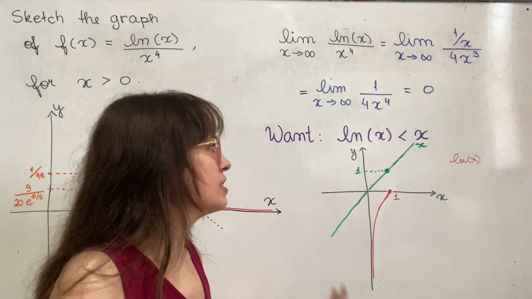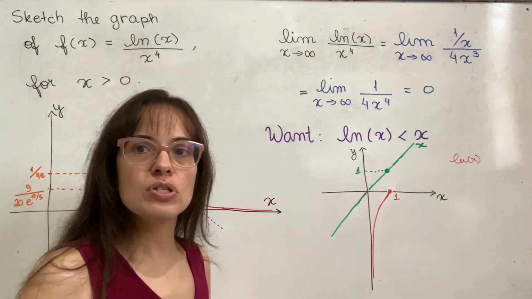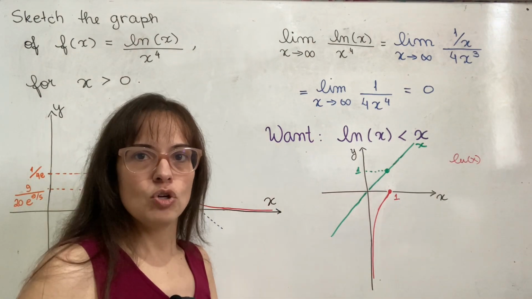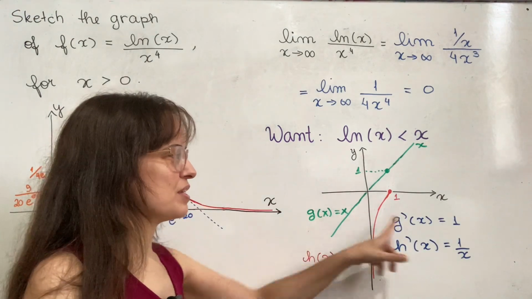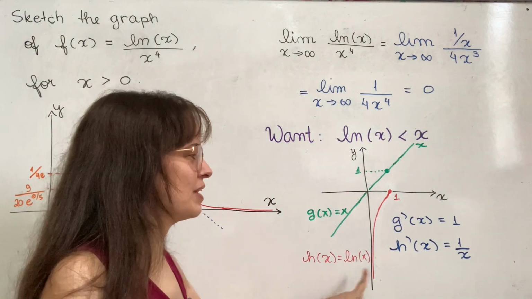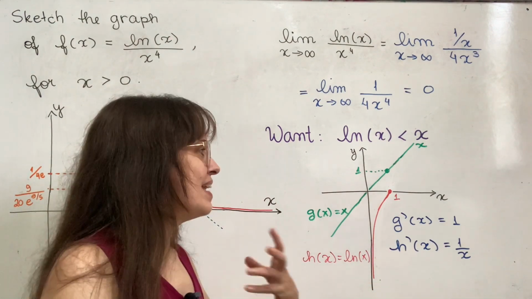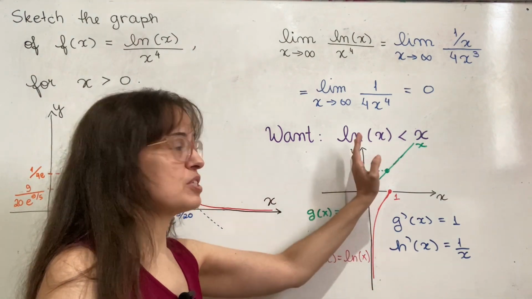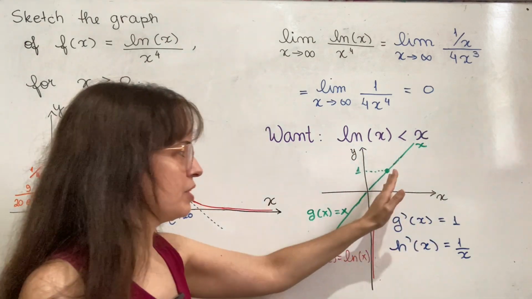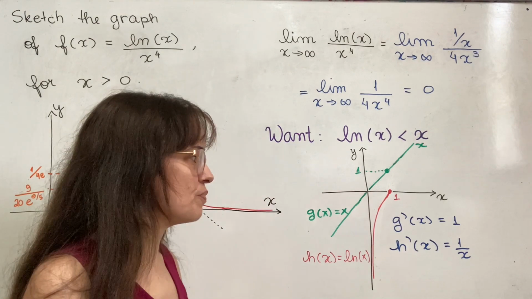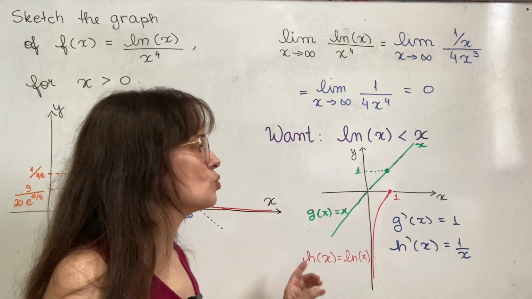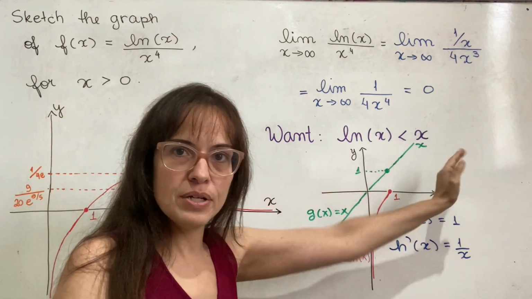So let's do this. Let's treat both of these things as functions, take their derivatives, and compare. Those are two very easy derivatives to take. The derivative of x is just 1, and the derivative of ln is 1 over x. And I'm really interested in what happens for x bigger than 1, because for the other part, one is negative and the other is positive, so it's obvious.